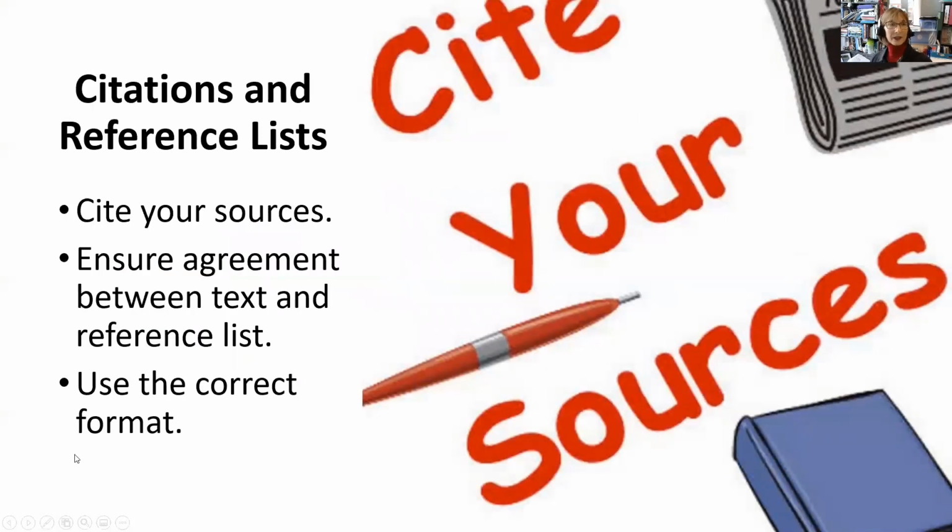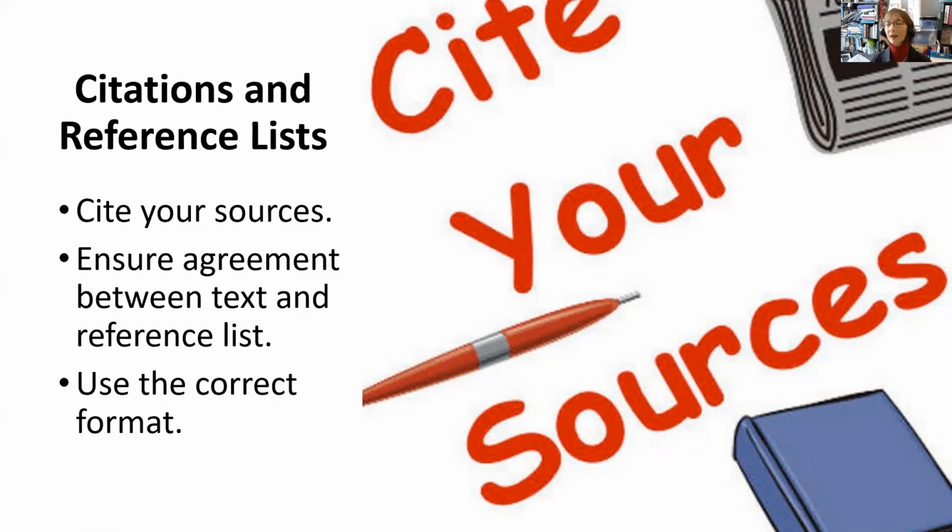Citations and reference lists. Citing your sources. That seems really simple sometimes to say, but a lot of times we come up with some issues with that. Ensuring that there's agreement between the text, what you've written in the body of the article, and the reference list. Things in the text are in the reference list, things in the reference list have to be in the text.